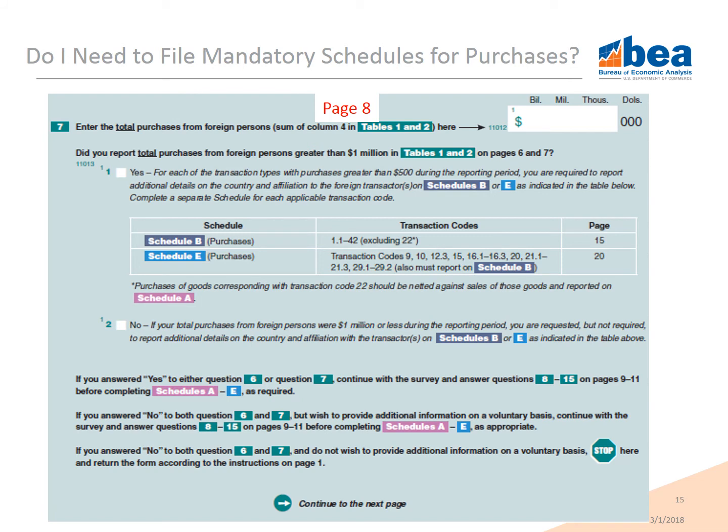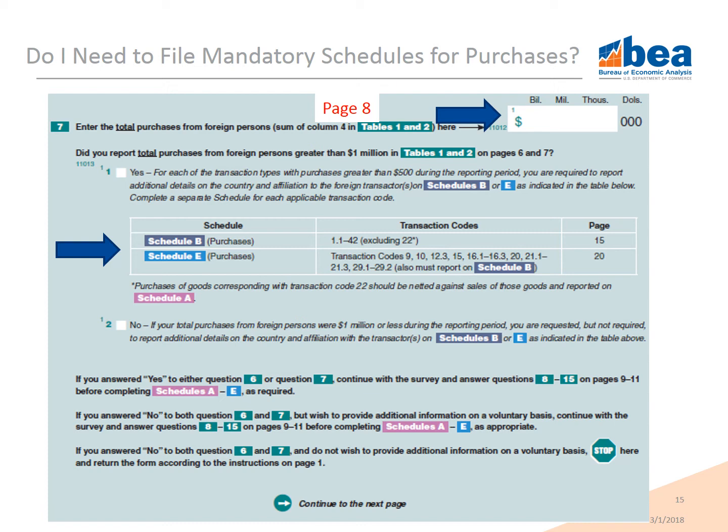In question 7, enter the U.S. reporter's total purchases from foreign persons as reported in Tables 1 and 2. If total combined purchases from foreign persons exceeded $1 million, then for each transaction type with purchases greater than $500, you are required to report additional details on the country and affiliation to the foreign transactor on Schedule B, and complete Schedule E of the survey as indicated in the table shown. If total combined purchases from foreign persons did not exceed $1 million, you are requested, but not required, to report the additional details on the schedules.